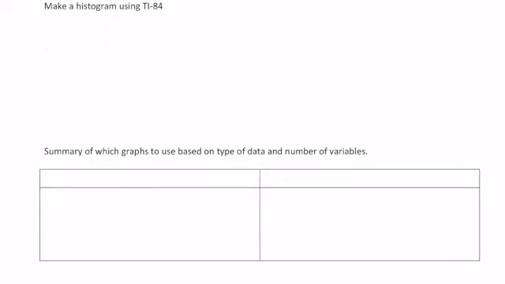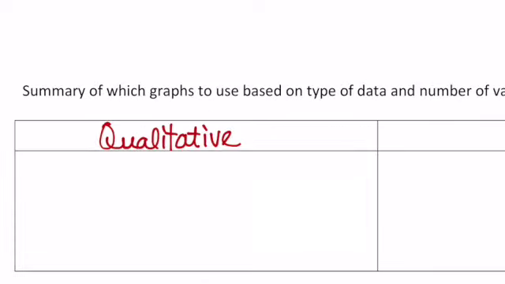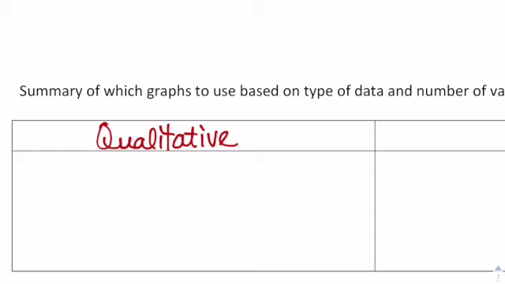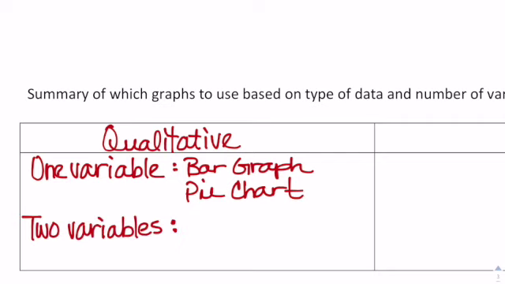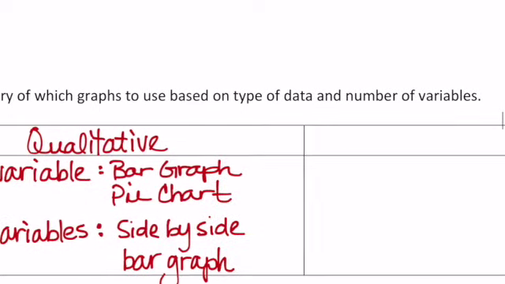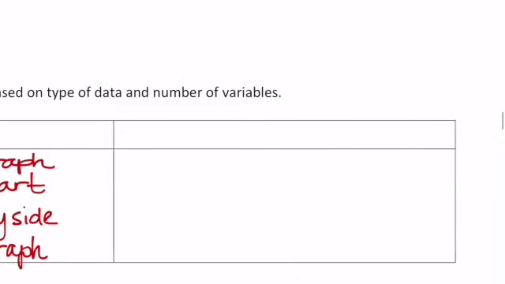Moving on, here is a summary of which graph to use based on the type of data and number of variables. First is qualitative. When you have qualitative data with one variable, you can use a bar graph or a pie chart. If you have 2 variables, you use side-by-side bar graphs. Qualitative means category.